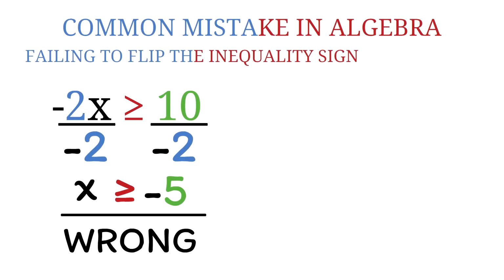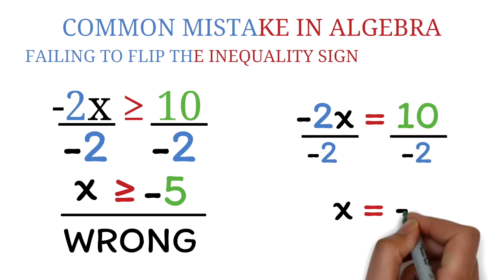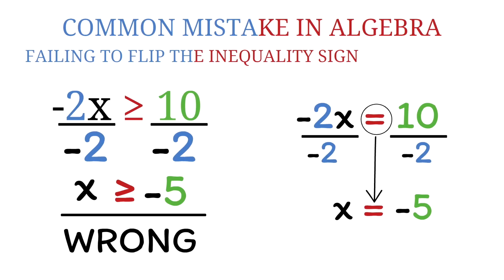Students make this mistake because they carry over habits from solving equations, where dividing by a negative number does not affect the equal sign. They assume inequalities work the same way, so they keep the inequality sign even after dividing by a negative number. But this way of thinking is wrong.